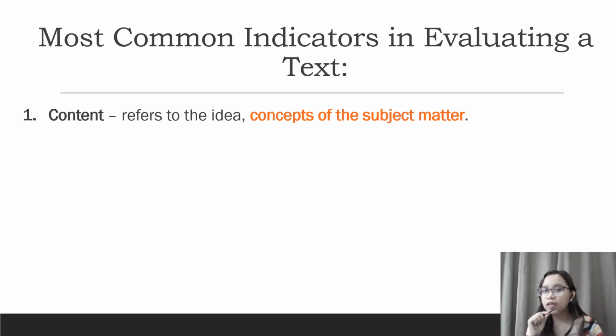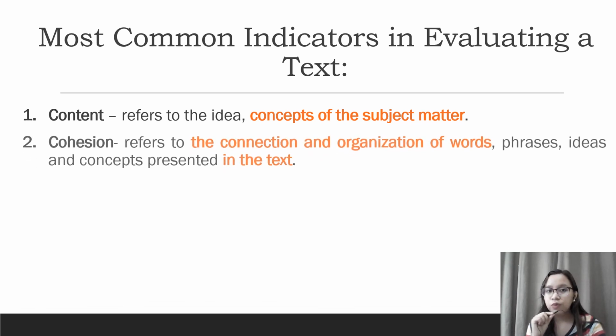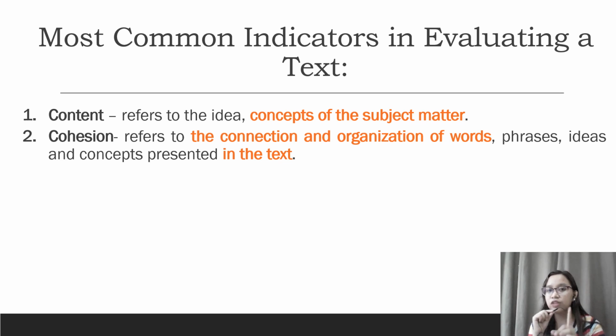So, the first indicator in evaluating a text is called content. So, the keyword for this is concept. What is the poem or the story all about? Tungkol saan? Number 2, we have cohesion. The keyword in cohesion is connection. So, the question that we have to bear in mind when we are evaluating a text is, is the story connected to each other? Like that. So, are they connected to each other? Are the phrases used here connected to each scene or content of the story?